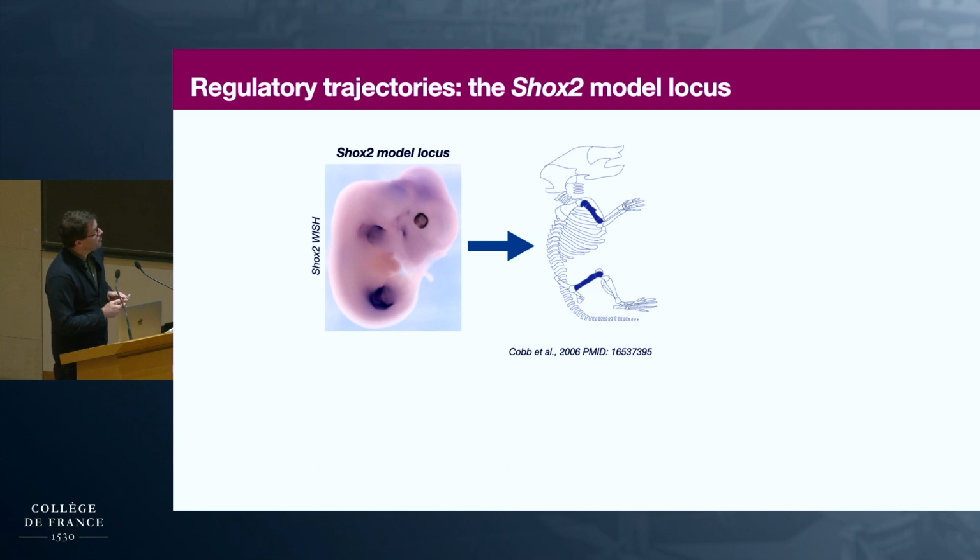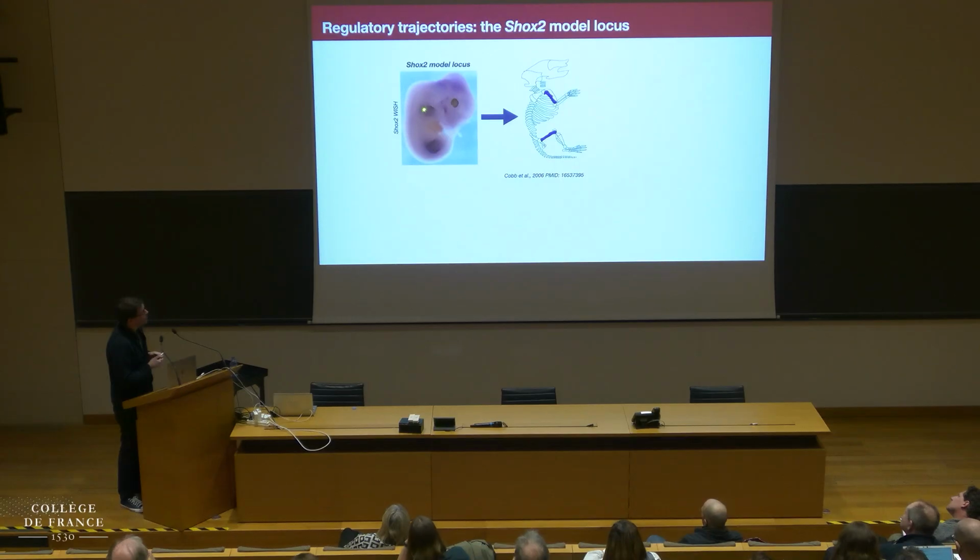And for that, we picked the SHOX2 model locus. SHOX2 is a very important limb gene. You can see its expression here in the proximal part of the limb. It's very important to form this structure, which is the humerus or the femur. So it's a specific bone in the limbs.